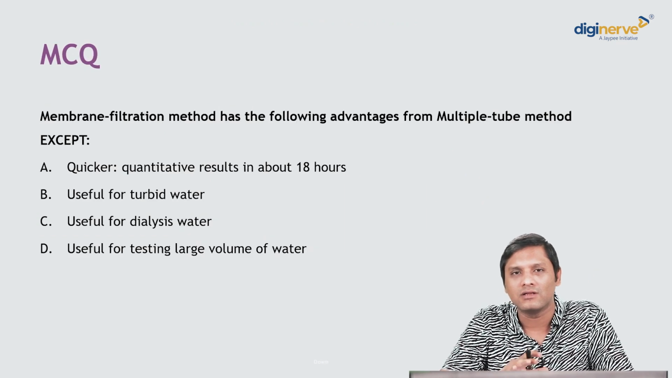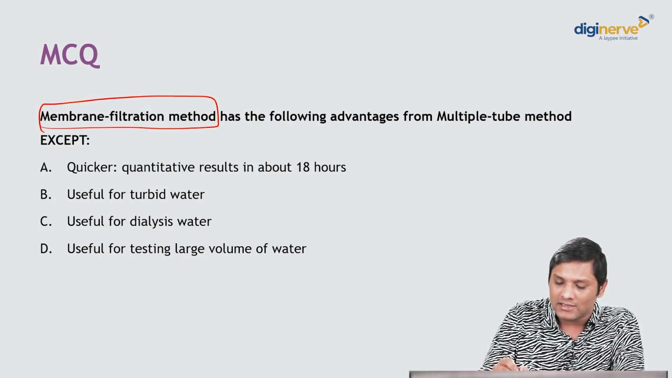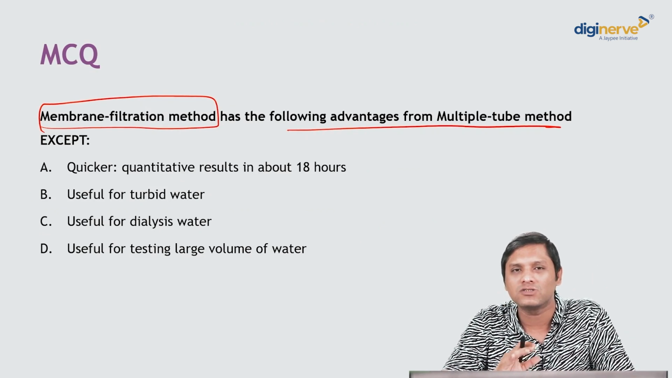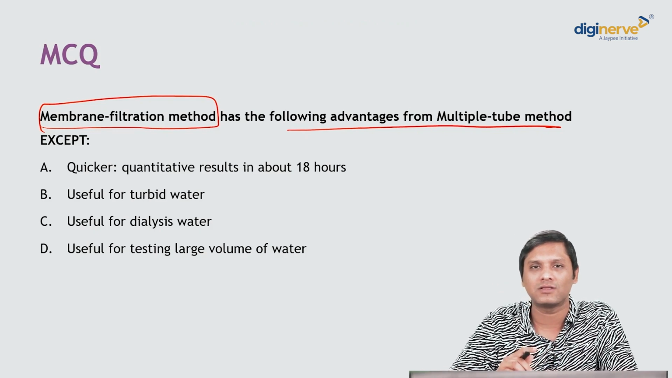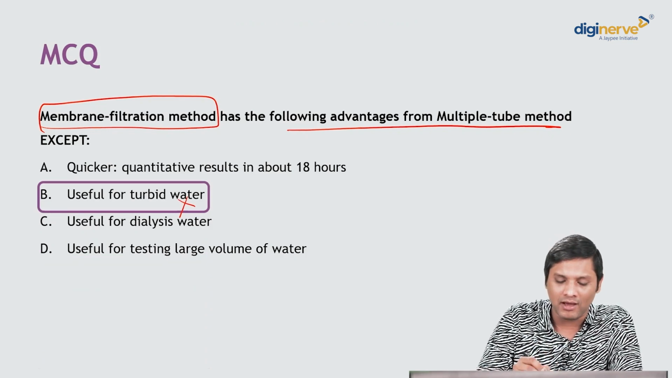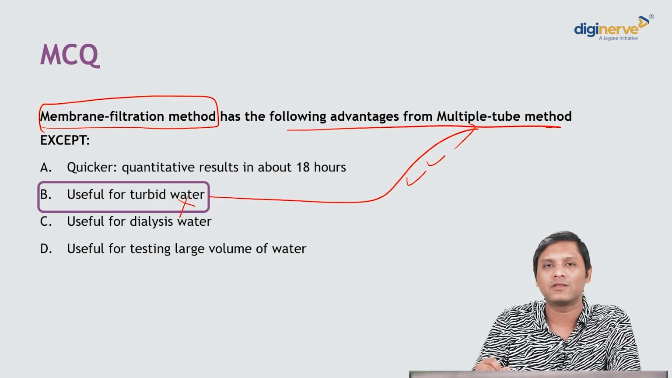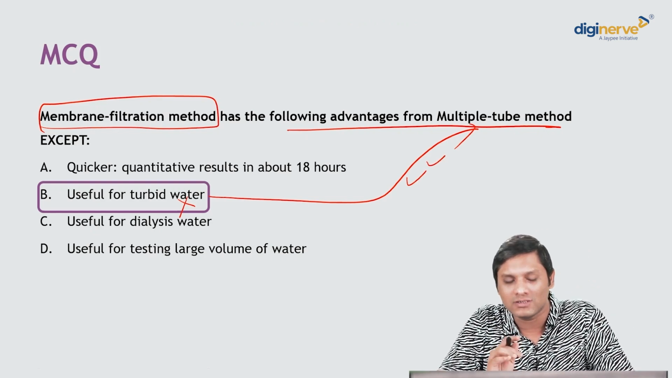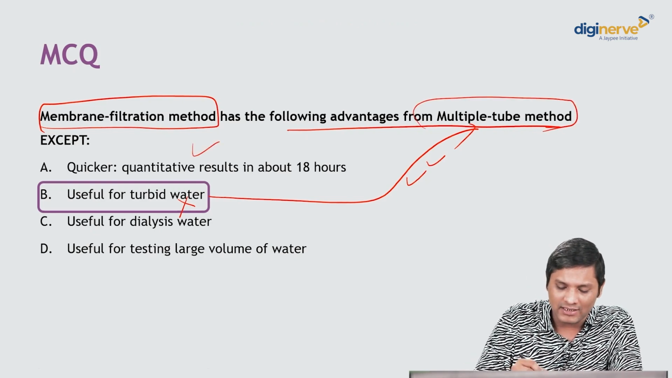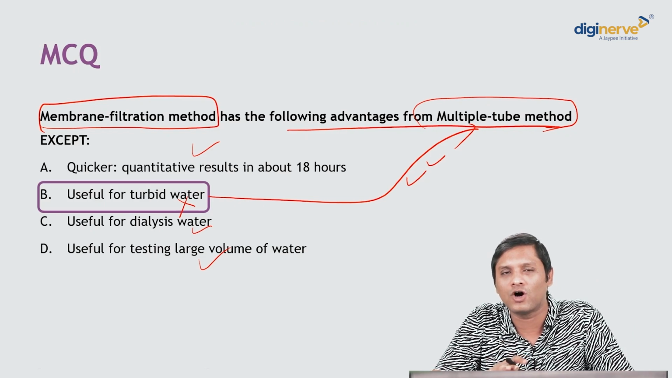not indicated. The next question for you is, membrane filtration method has the following advantages from multiple tube method except, which is not an advantage of membrane filtration method. Remember that turbid water cannot be tested by membrane filtration method. The most reliable method for testing the water surveillance of turbid water is multiple tube method, whereas others are the advantage of membrane filtration method. So this is all about the water surveillance.